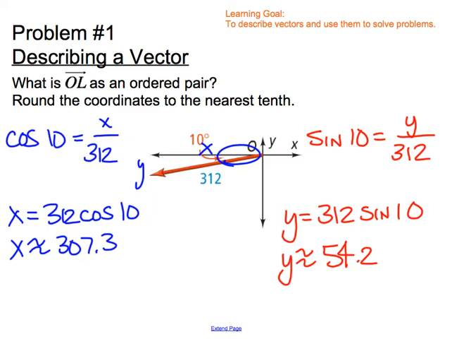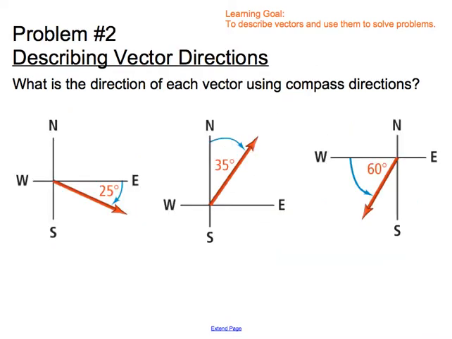Here, vector OL points both left and down. So both of our coordinates are going to be negative. So we have the negative x value, or negative 307.3. And since it goes below the x-axis, we want the negative value, negative 54.2. So these are the coordinates of vector OL.